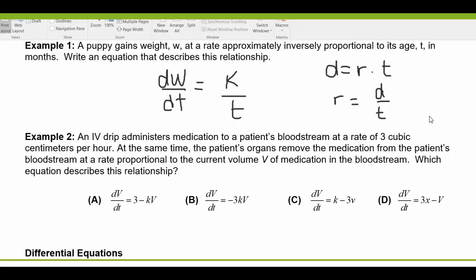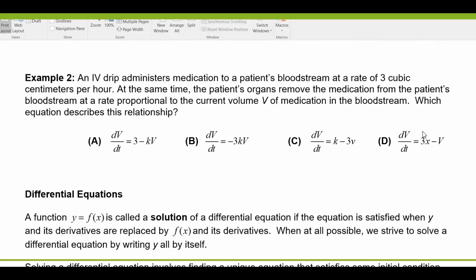So a lot of what we're talking about with differentials is very similar. A rate is kind of like your derivative. So that's kind of like dr dt equals d over t. That's what we're looking for in a lot of these problems.